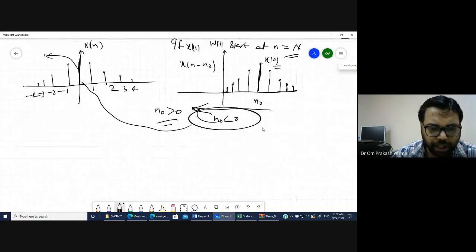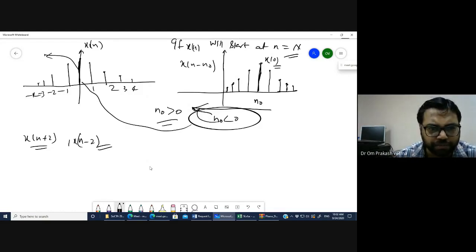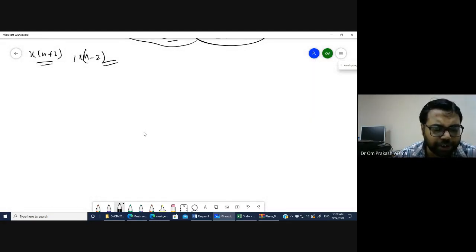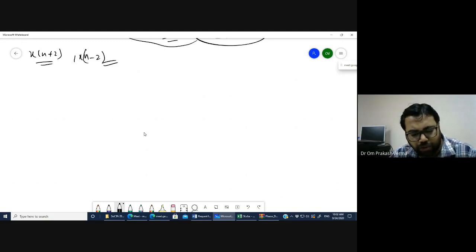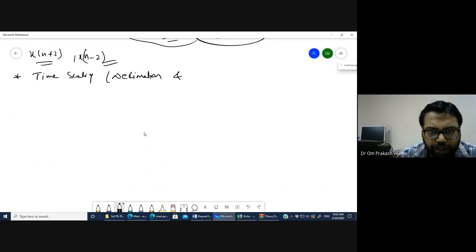Next we can solve this problem by xn plus 2, or xn minus 2. We have already done this, so I'm not going into details, you can do it very easily. In the continuous time signal, xt plus 2 and xt minus 2 we have already seen. So just try to solve these problems. Now I'm taking the time scaling, decimation and interpolation.